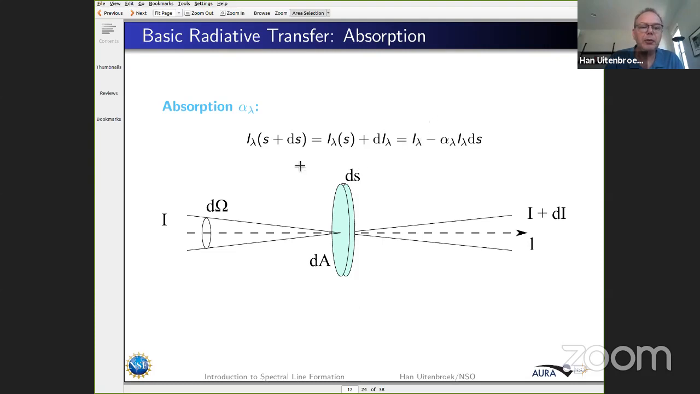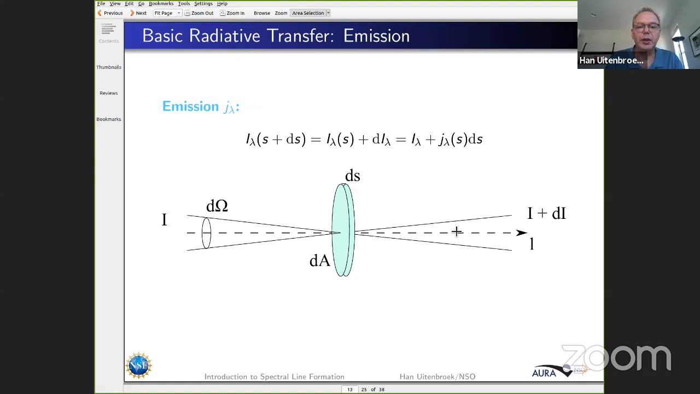And when there's absorption in a little element that is crossed by the ray, the intensity is decreased by an amount alpha, the absorption coefficient, times I times the path length across this element. So this basically defines the absorption coefficient. Note that the attenuation by absorption in this element is proportional to the intensity.